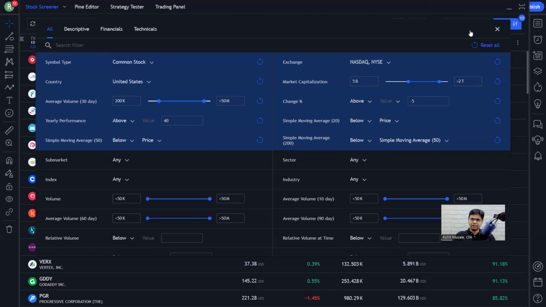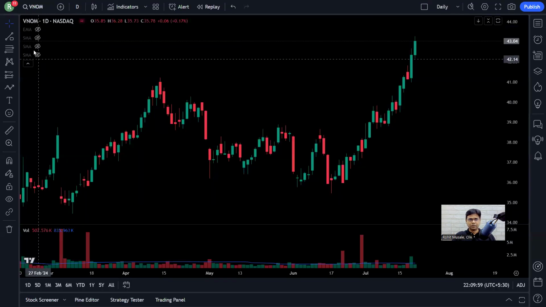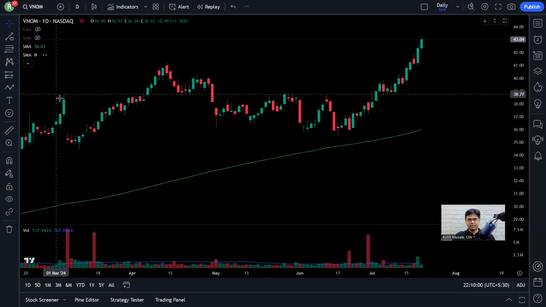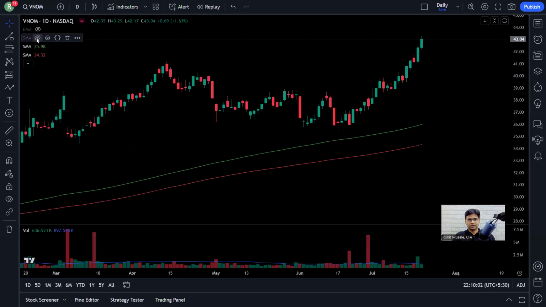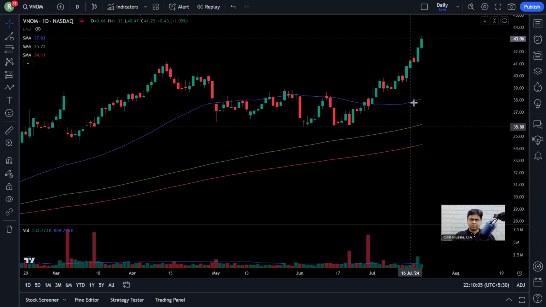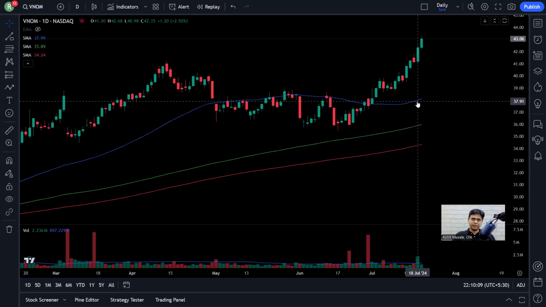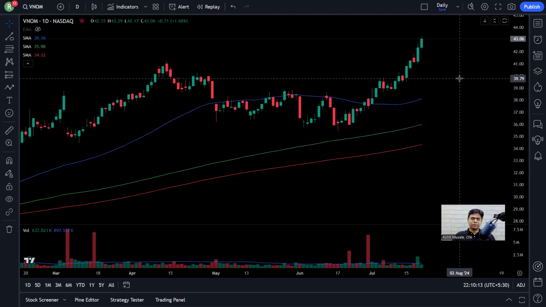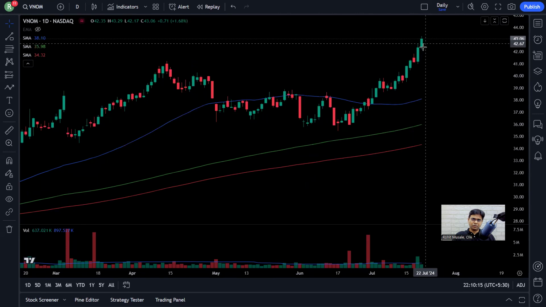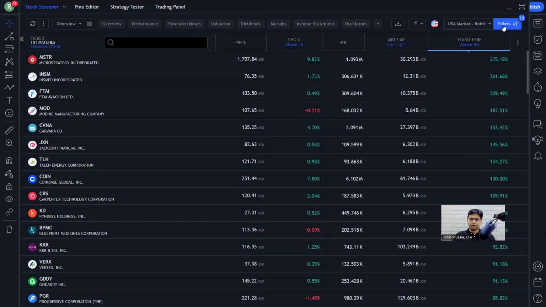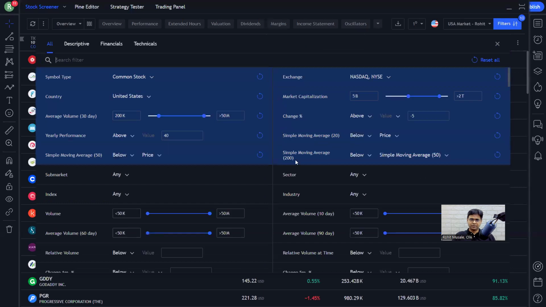So if we look at this, see, this is 50-day, this is 150-day, and 200 days. So the 50 days above the 200 day. You can put 20-day moving average as well. The price should be above the 20-day moving average. So these are the 9 filters.